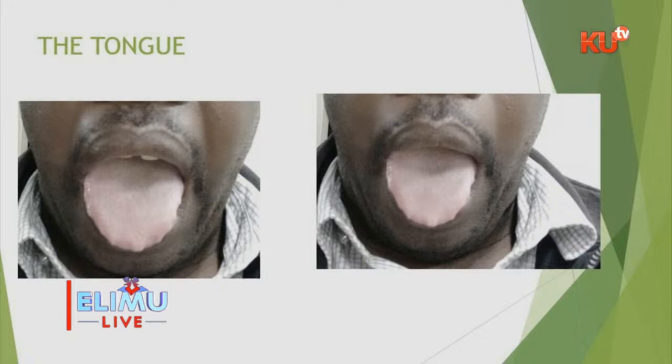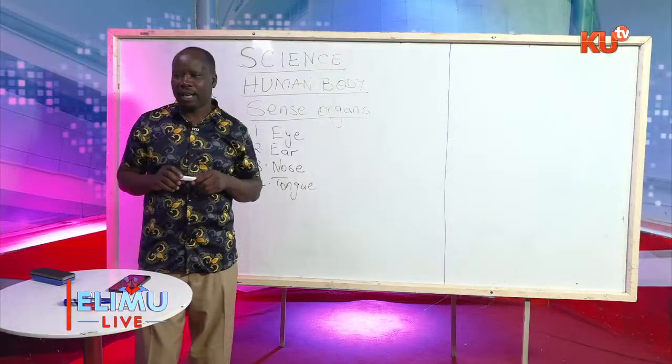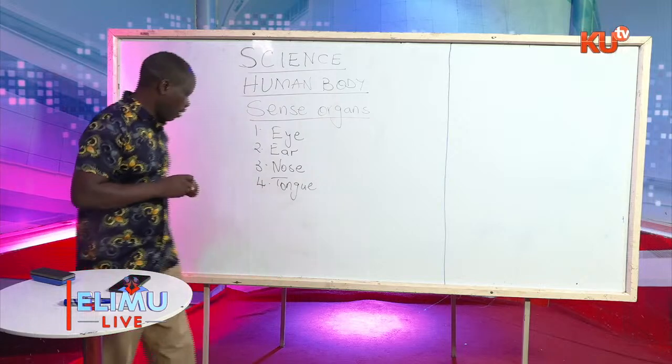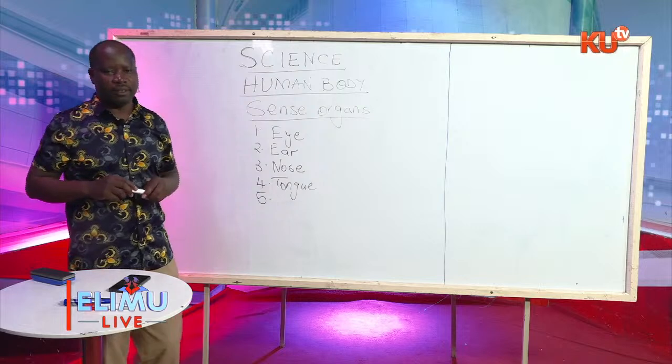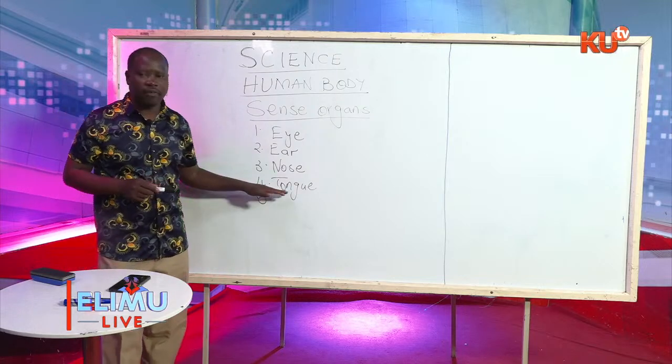As you can see, the diagram on our screen shows a person who has opened wide the mouth, and it shows the tongue. So the tongue is the fourth sense organ. You all have your tongues as the fourth sense organ. Then we move to the last one. The tongue is the fourth one.